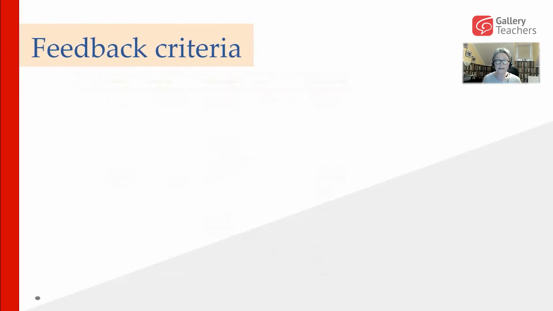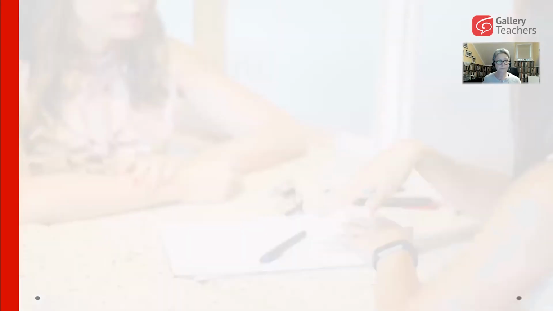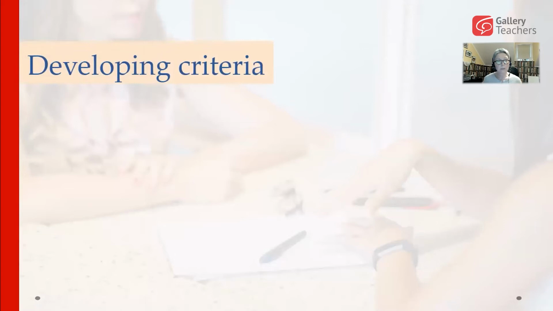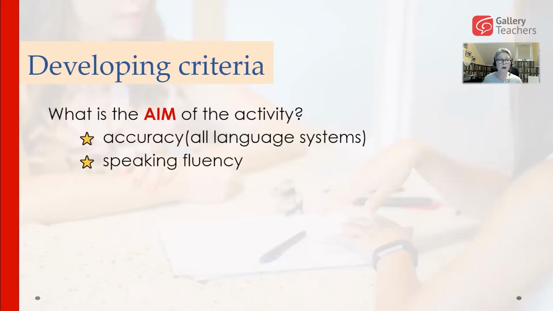We can, of course, use assessment criteria which have been developed, for example, by exam boards. And here you can see an example from Cambridge English Language Assessment. But we can also create criteria ourselves, or we can involve students in creating feedback criteria. And if we do that, their sense of ownership and responsibility for effective feedback will be much, much higher. When developing criteria, the most important thing that we need to look at is the aims. And here you have some examples of aims.